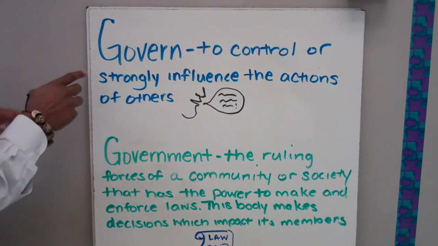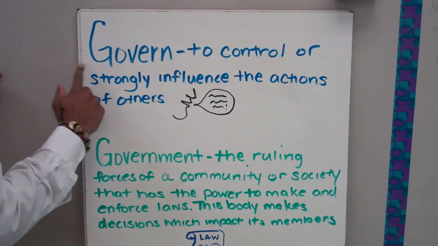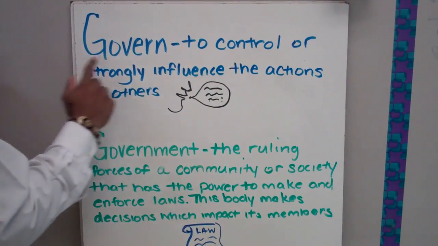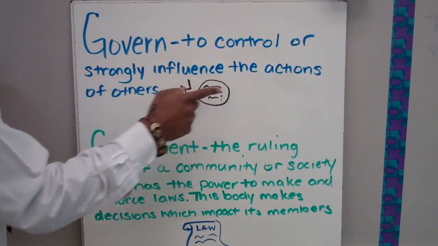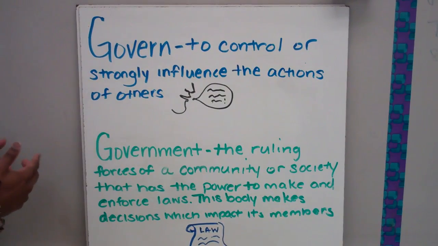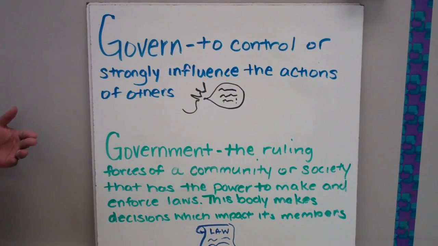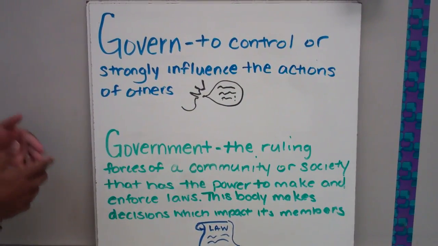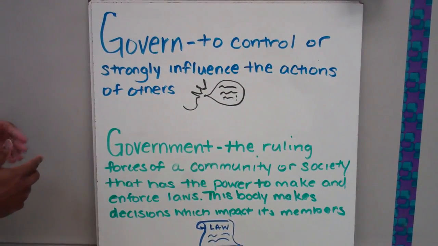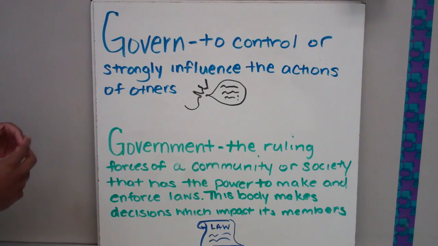If you look at the root word of government, we're going to look at the word govern. The word govern is to control or strongly influence the actions of others. Sort of like rules. When you're playing basketball or football, you have to work within the confines of those rules. And so they are being strongly influenced, especially their actions, and they're being controlled within a game whenever you play.